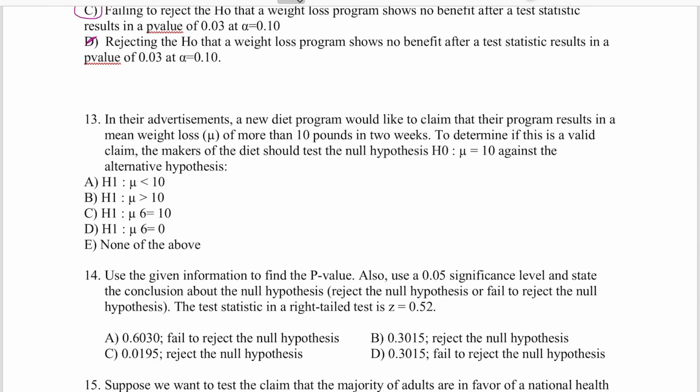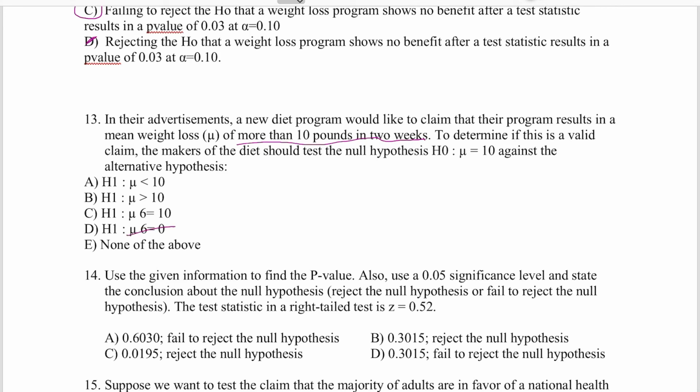All right, we're going to move to number 13 and then call it a day. Here we're looking at a new diet program, and what we want to do is find what our alternative hypothesis should be. It gives a null hypothesis of mu equals 10, and we want more than 10 pounds in a 2-week period, so our alternative hypothesis should be mu greater than 10.